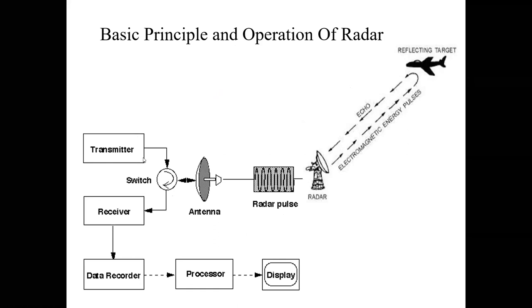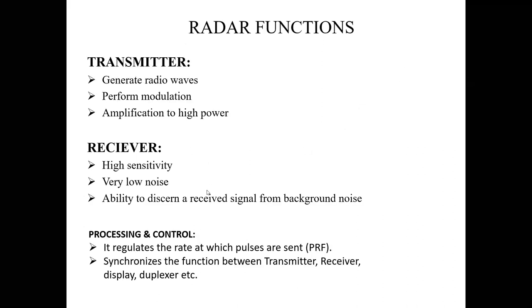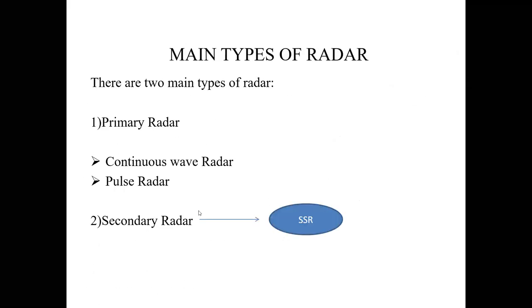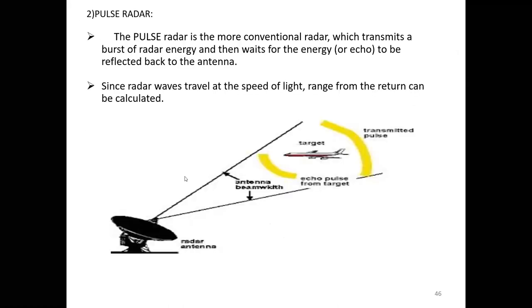Transmitter, receiver, data recorder. Here what happens: it sends the electromagnetic energy pulses, then the echo comes, then it will understand using this formula, V into T. The radar pulses then go to the receiver, data recorder, processor, and display. Some radar functions are transmitter, receiver, processing, and control. Radar types, you can check this.